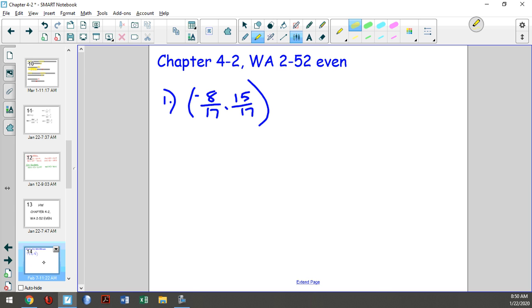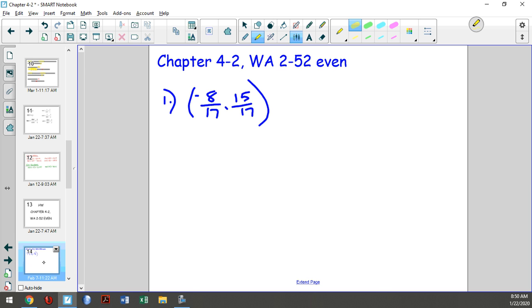Let's go ahead and read the instructions on page 264. On page 264, it says determine the exact values of the 6 trigonometric functions of the angle theta. They want all 6. That means sine, cosine, tangent, cotangent, cosecant, and secant. Do we all understand that? It wants all 6 of them.